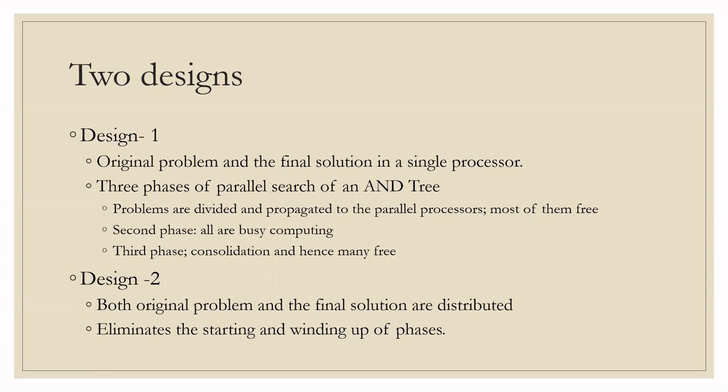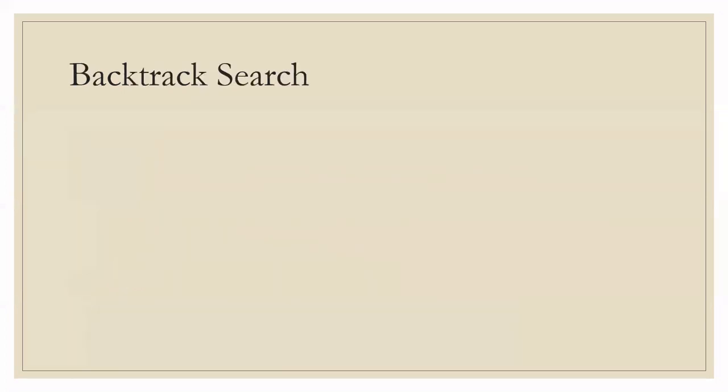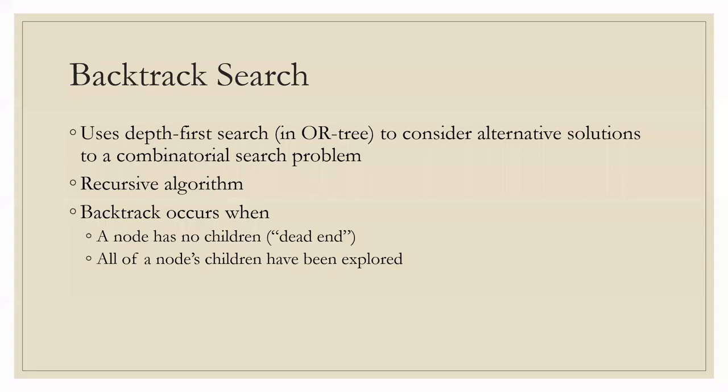In the second design, both the original problem and the final solutions are distributed among the memories of the processes. This design eliminates the starting up and finally the combining phases in which only some of the processes are active. It also allows the problem size to increase with the number of processes. We used this approach when developing the parallel quicksort algorithms in previous sessions. So we will be seeing backtrack search in this session.